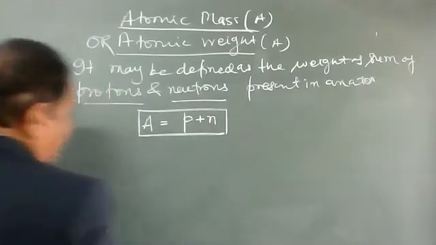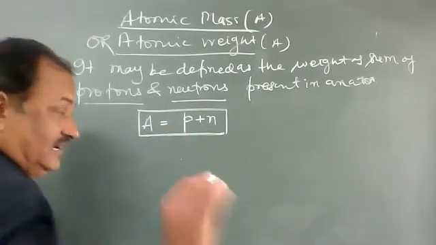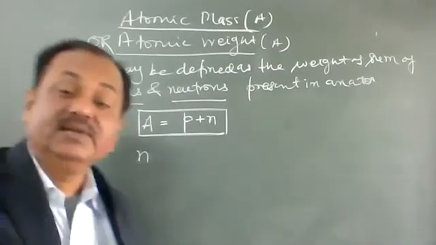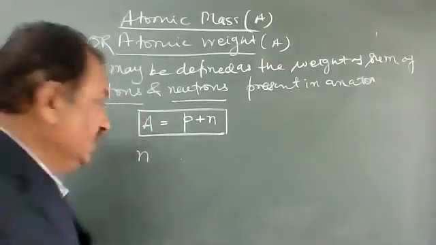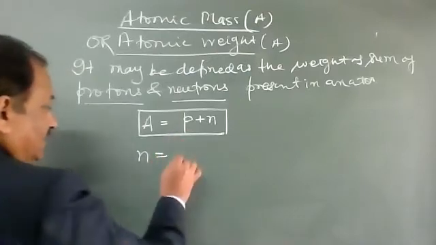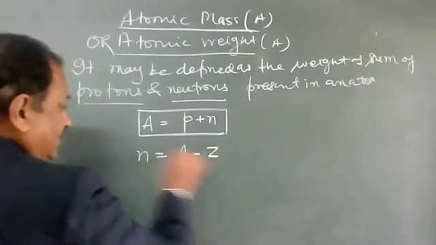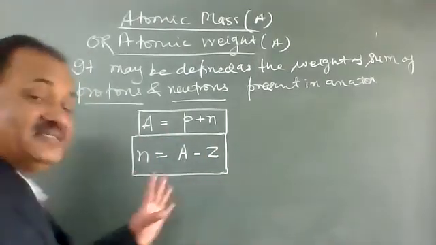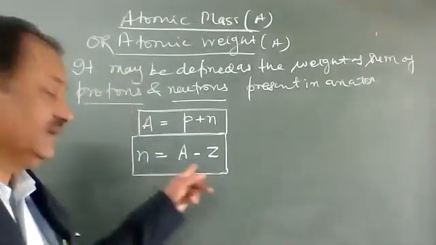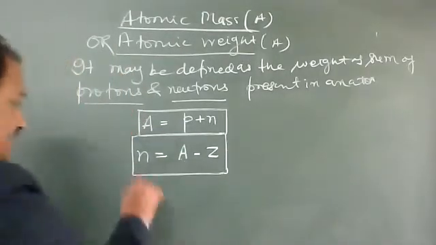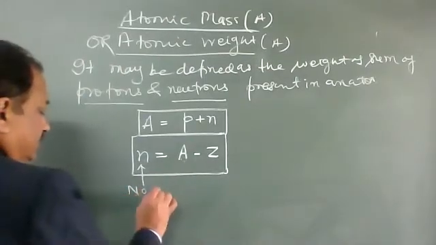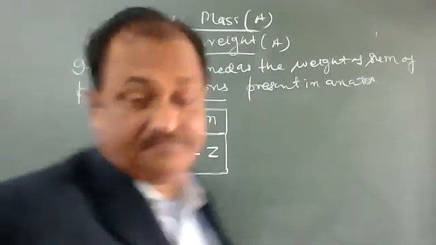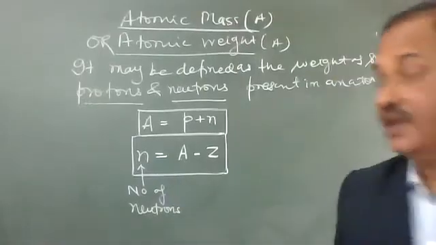Now, it is a sum, so there is a relation. If you want to find the number of neutrons, n, then n is equal to A minus Z. This is the second formula. We can calculate the number of neutrons.